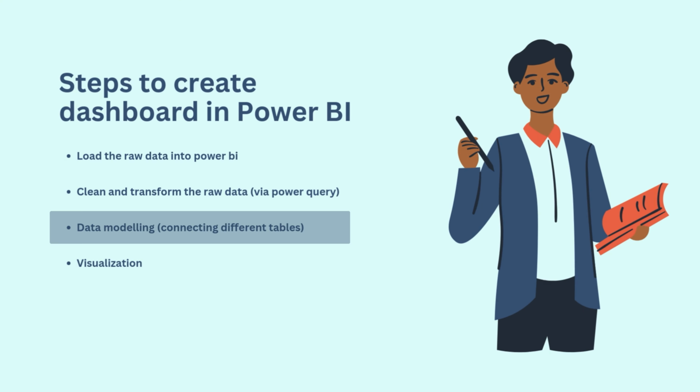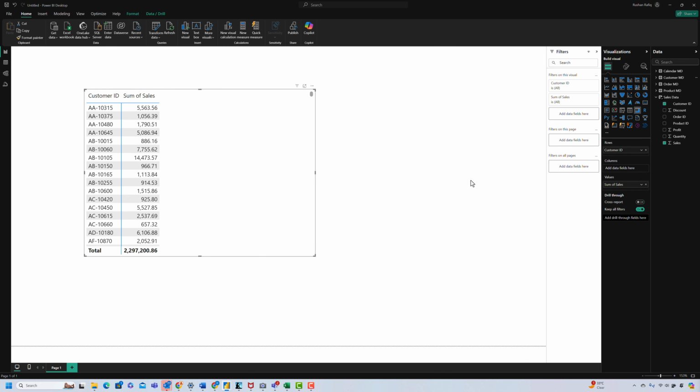But as I mentioned earlier, the second step in creating dashboards in Power BI is data modeling. Now, you might wonder, why do we need data modeling when our table is already working quite fine? To understand the importance of data modeling, let's consider this example. Suppose I no longer want to see the sales by customer ID. Instead, I want to see the sales by region of the customer. We do not have the region field in the sales data table, so we can't get it directly from there. However, there is a region field in the customer master data table.